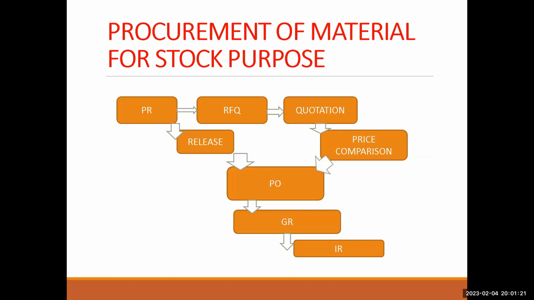Okay, then with the PO, once the PO is sent, the vendor will send you the material, then you will be receiving the material and doing the goods receipt, and again you will be doing the invoice receipt after the goods receipt. Okay, understood this process? Normally the P2P cycle and procurement for stock purpose are the same process, the same flow. We will be working in the same flow. Whenever we are procuring material for stock purpose, it is a standard P2P cycle. Okay, understood?